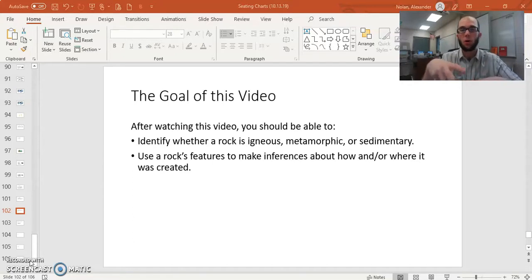And then there's kind of a more advanced goal that you should still be able to do, and that is to be able to use a rock's features to infer how or where it was created. You should be able to tell the story of how a rock was created just by looking at the rock. So I have some examples to show you here, but these are our big goals. What kind of rock is it? And then what features about that rock tell you how and or where it was created.